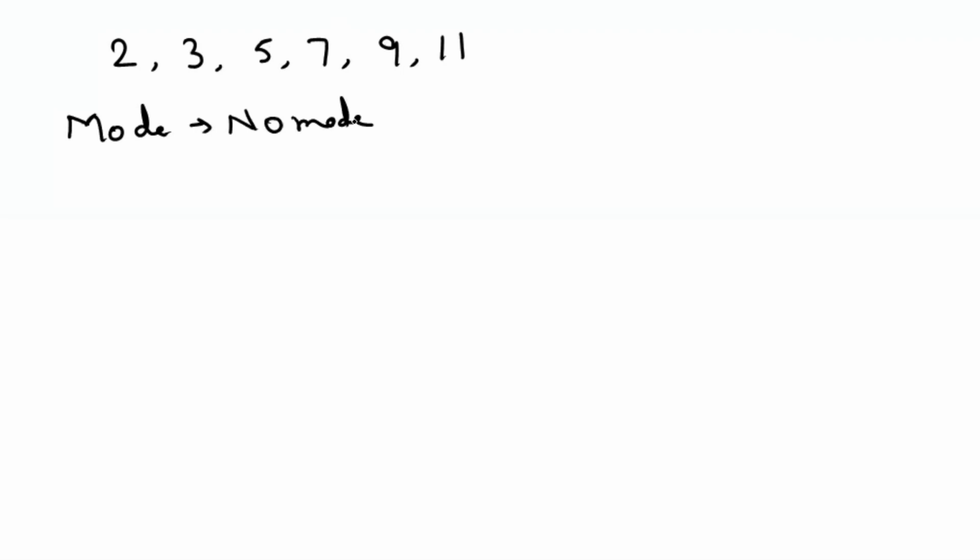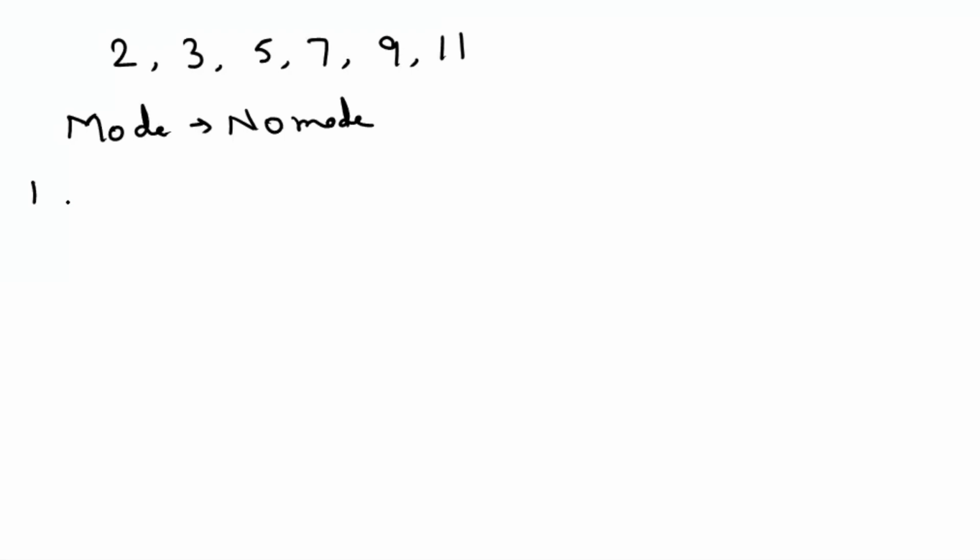As we already said, mode can be one or more than one, or there may not be any mode. Here in this data, there is no mode, okay? Because there is no single number that appears most of the time. That's why there is no mode.